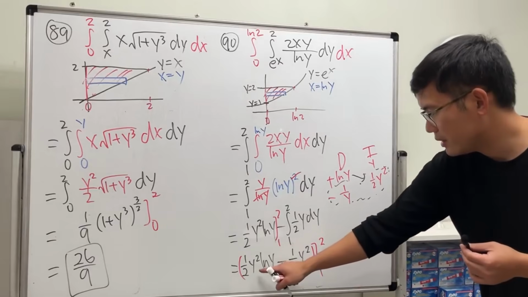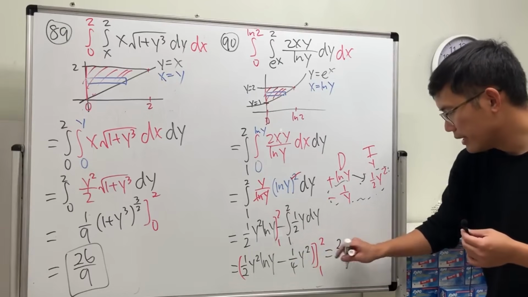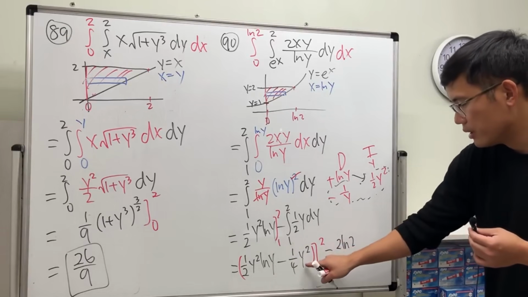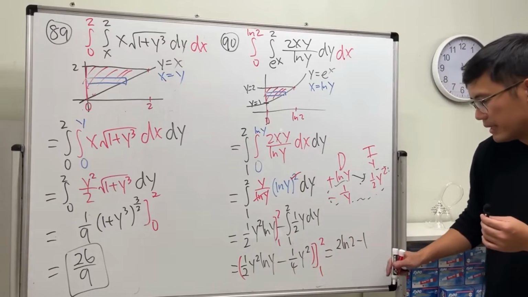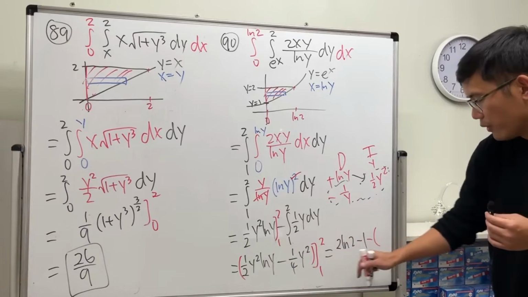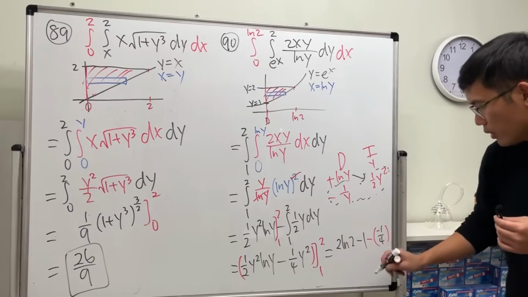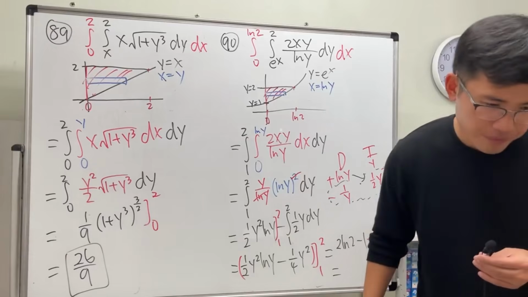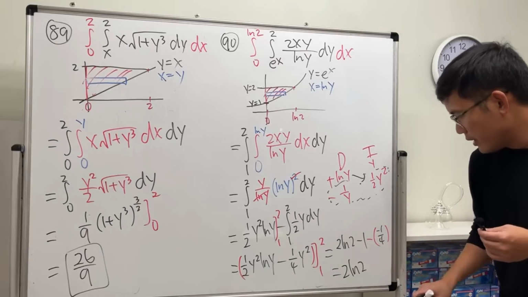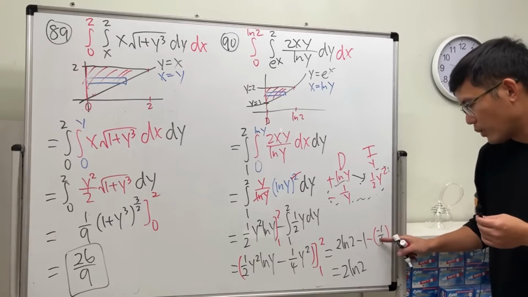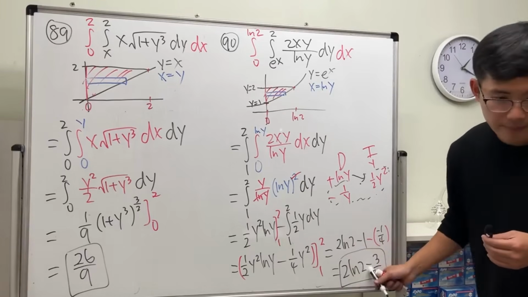Put 2 in here. 1/2 of 4 is 2. And then ln 2. Put 2 in the second part, it's minus 1. Put 1 in here, that's 0. Put 1 in here, it's minus 1 over 4. So all in all, how do you write the answer? Just like that. Just 2 ln 2. And then this is negative 1 plus 1 over 4, so it's minus 3 over 4. Okay.